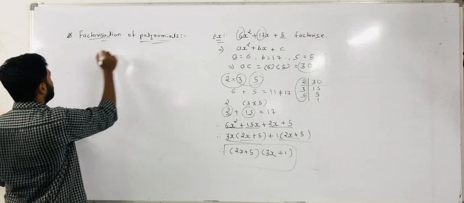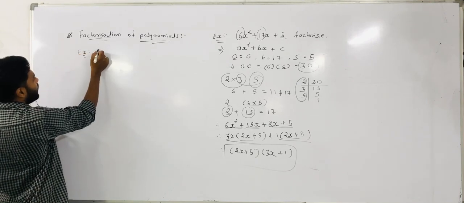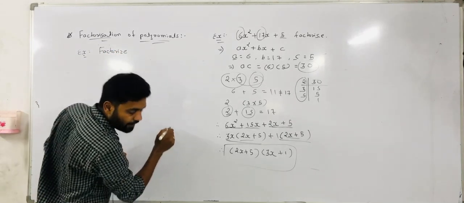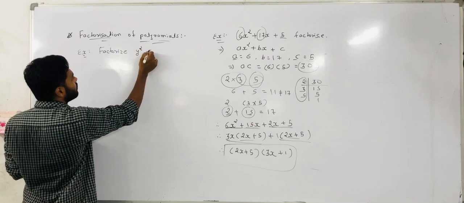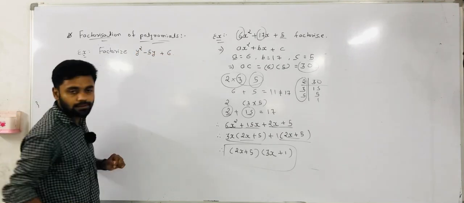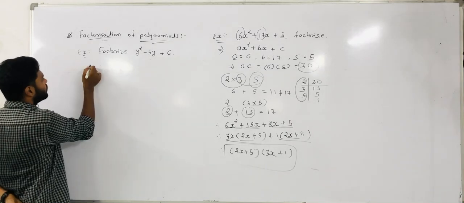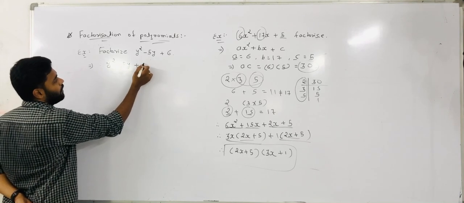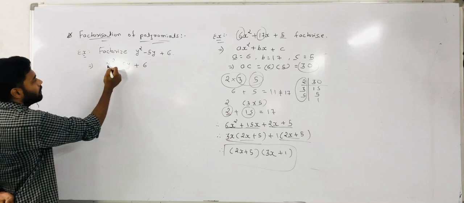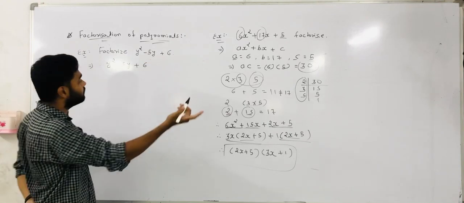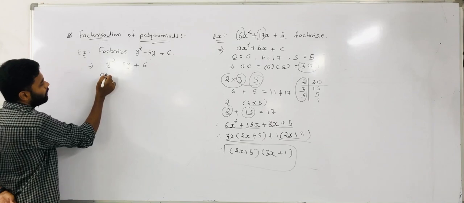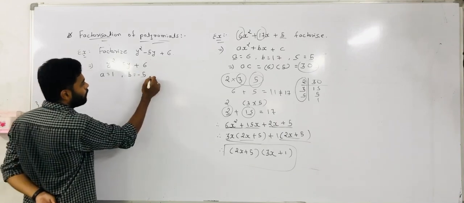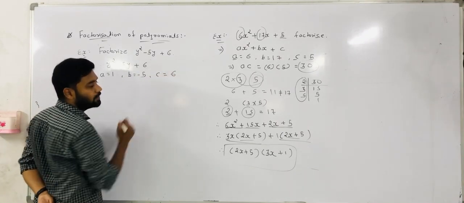Now next example, to factorize y square minus 5y plus 6. You have to factorize this polynomial. So here, in y square minus 5y plus 6, what is the variable? y. Compare it with ax square plus bx plus c. So what will you get? The coefficient of y square is 1, the coefficient of y is minus 5, and the constant term is 6.